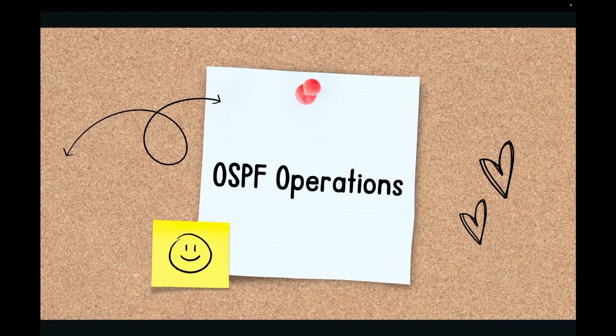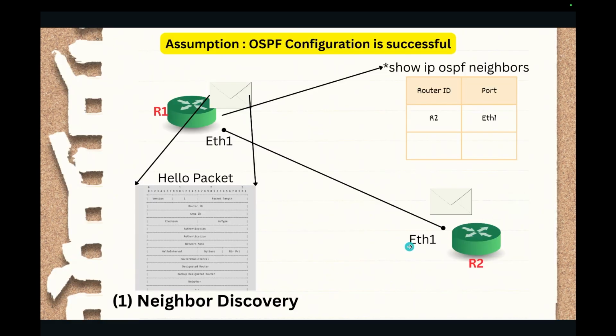Now let's look at the OSPF operations, not the configuration. Let's assume that we have OSPF configured successfully between these two routers, router 1 and router 2, and both have interface Ethernet 1 connected to each other. After we successfully configure OSPF between these two, the first thing that will happen is neighbor discovery.